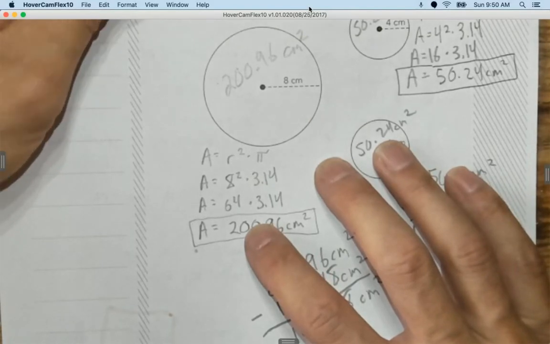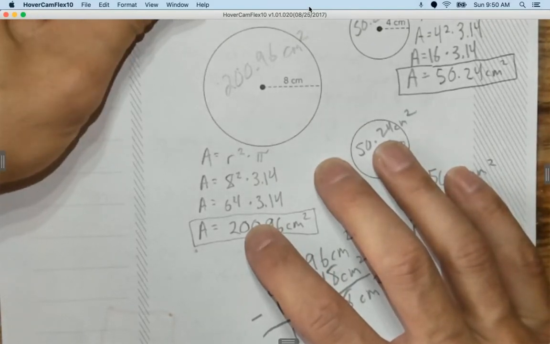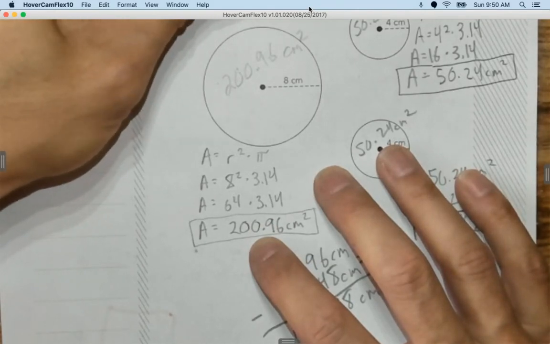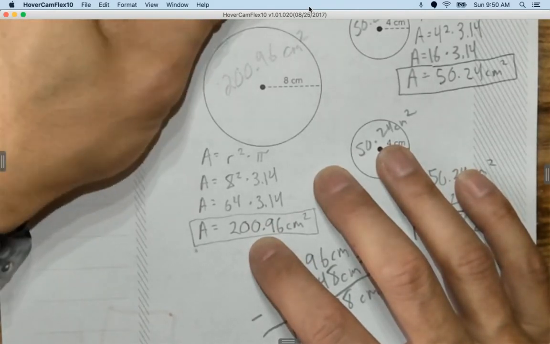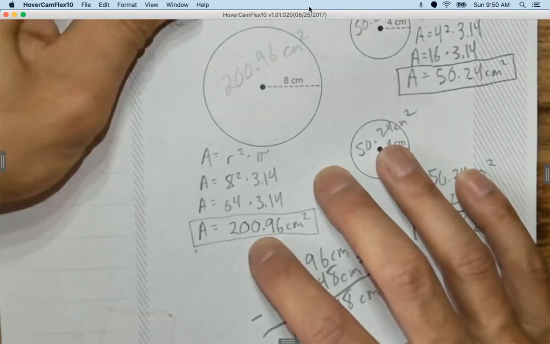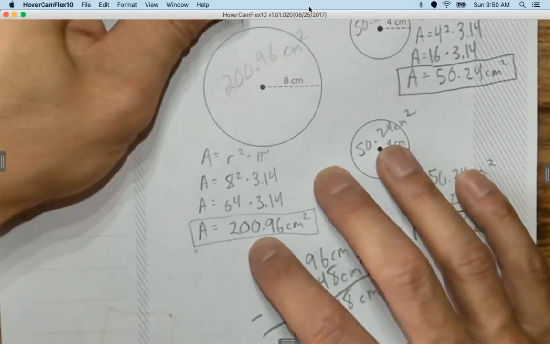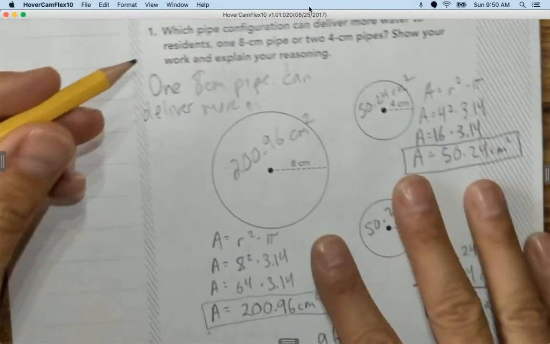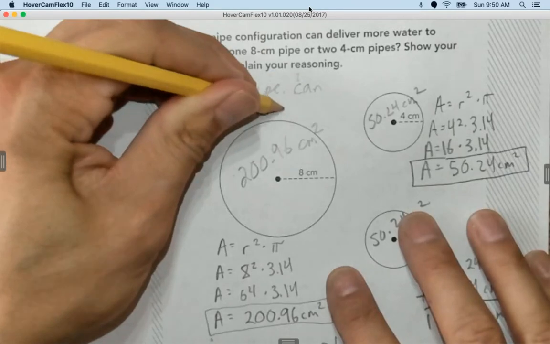So the 8 centimeter pipe can deliver more water.